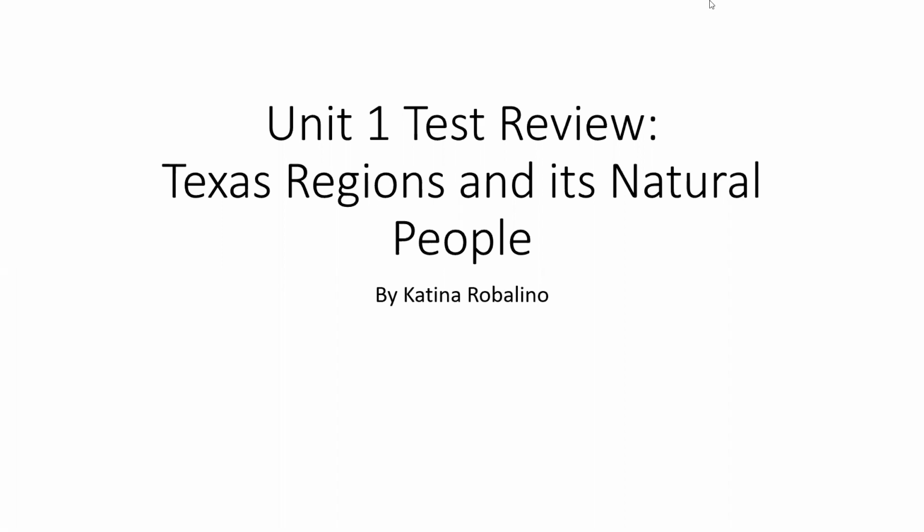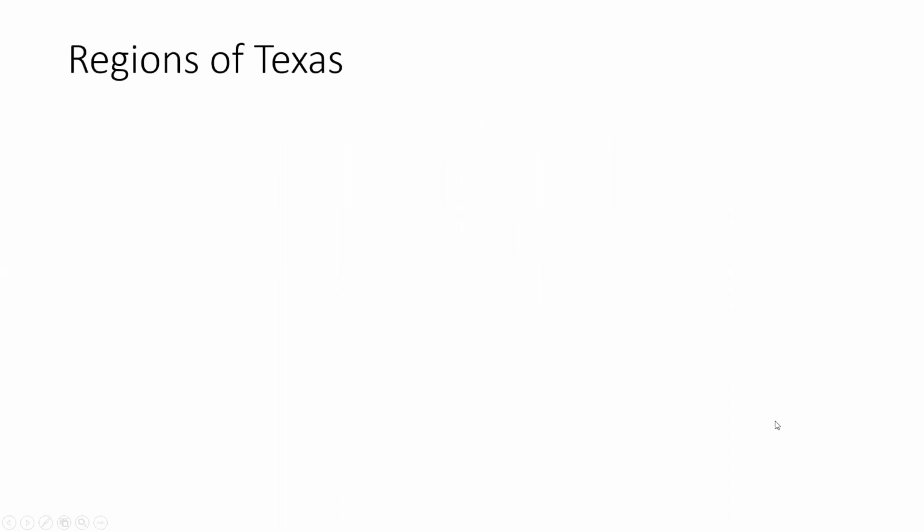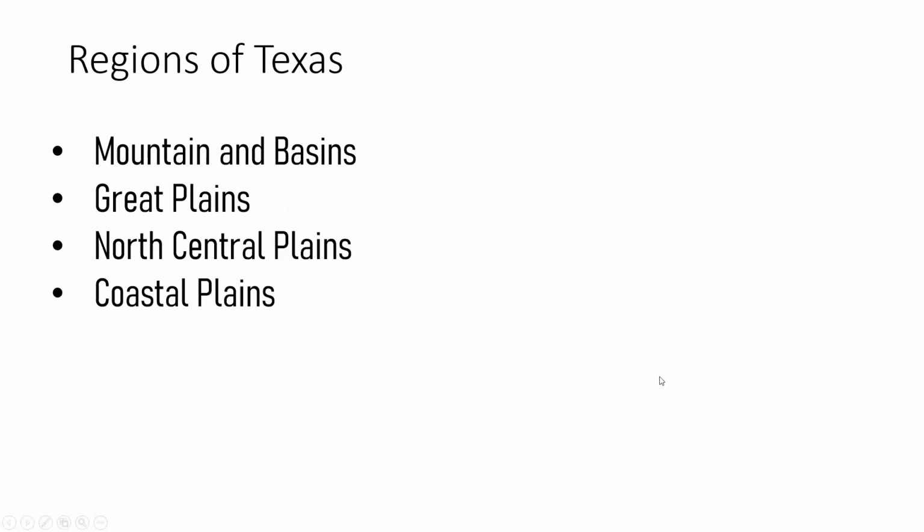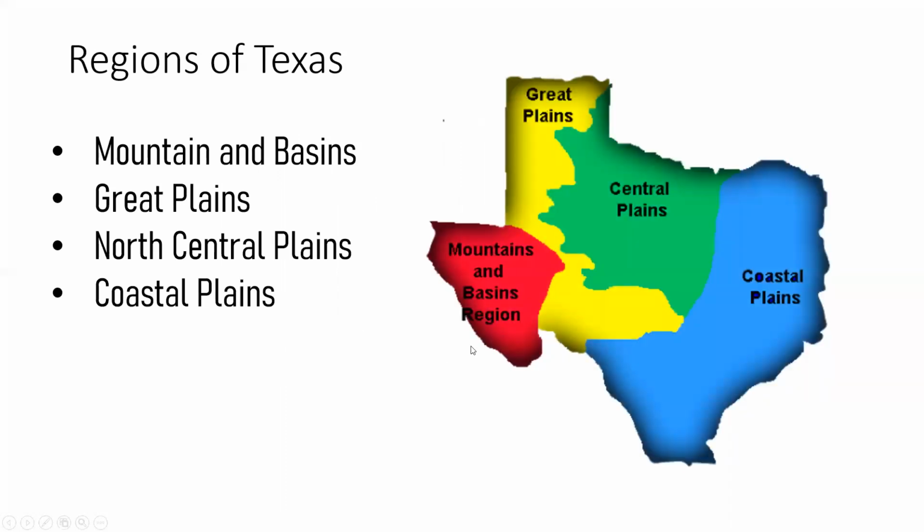All right, so coming in with the first part, we're going to be looking at the regions of Texas. Do you remember what they are? Okay, let's go through. You have Mountains and Basins, the Great Plains, North Central Plains, and the Coastal Plains. Let's take a look at each one and see where they are.